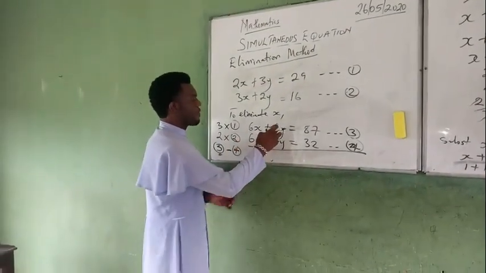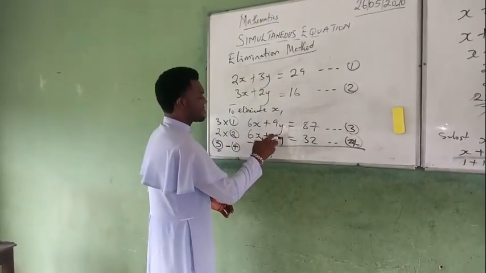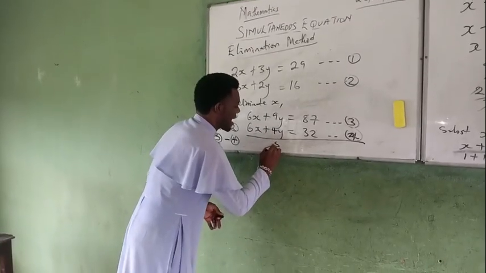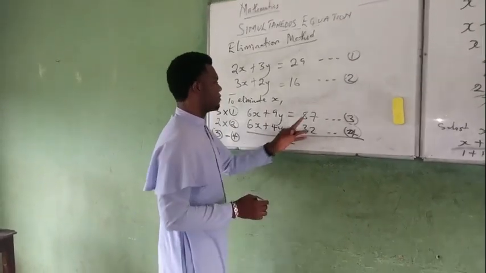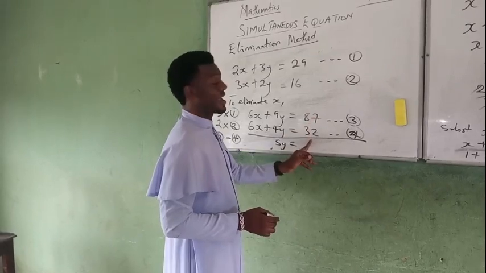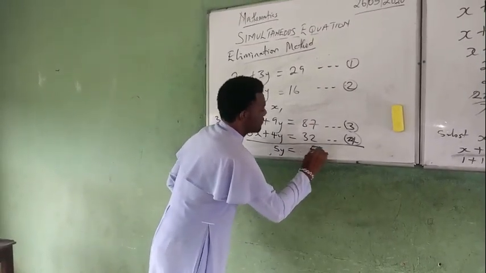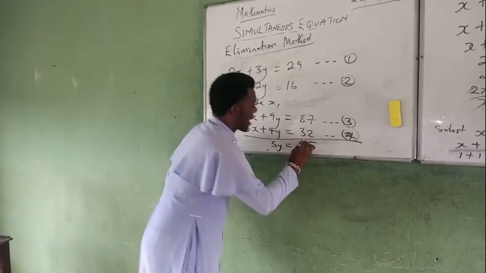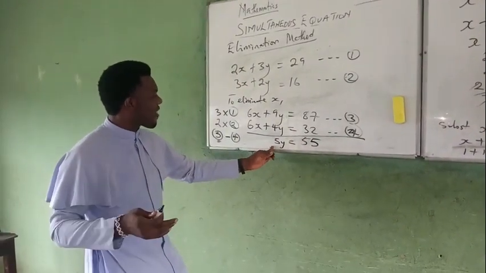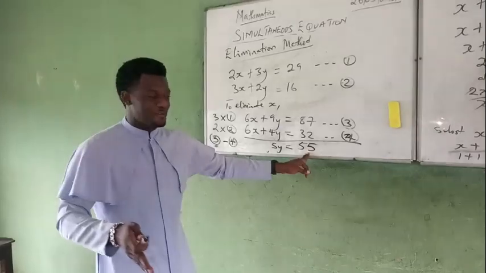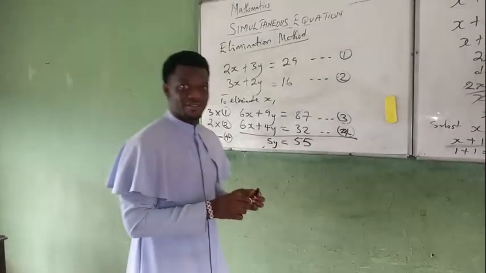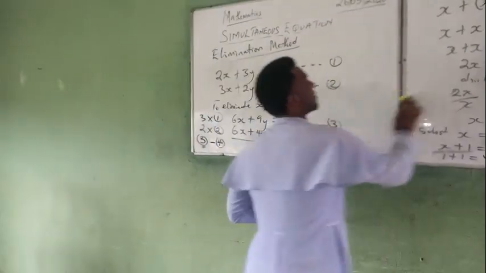So now we have 9y minus 4y. We have 5y, which is equal to 87 minus 32. 87 minus 32 will give us 55. So we have now 5y is equal to 55. So at this point, we now find y.